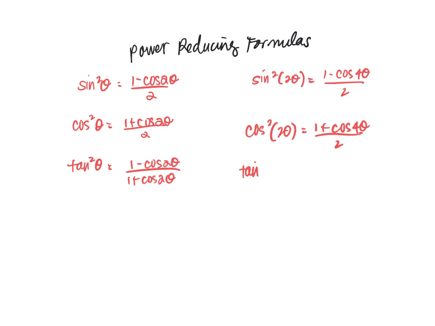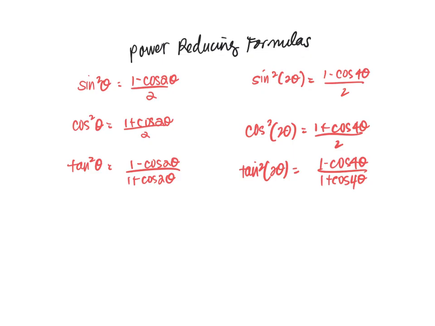And tangent squared 2 theta would be 1 minus cosine 4 theta divided by 1 plus cosine 4 theta. All right, so make sure you get those written down, and then we'll do the problems down below.